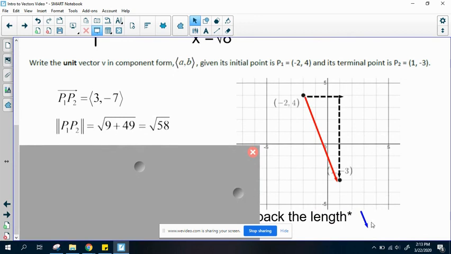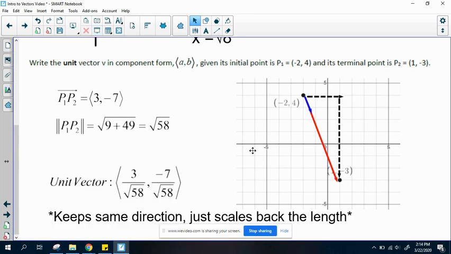Okay. What has to happen is I need to keep the same vector. I want to still go in this direction. I want to keep the same direction. I just want to change the length. In other words, I want to scale it back. A scalar is something that you multiply by. So if I want to scale it back, I'm going to take the vector that I have and divide by its magnitude. So this is the right answer.